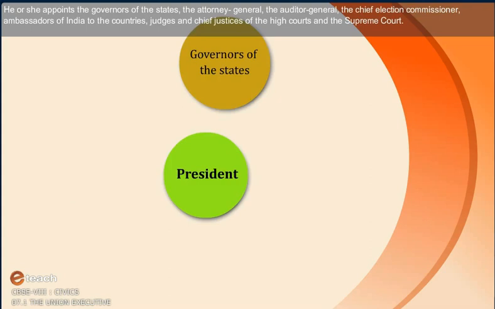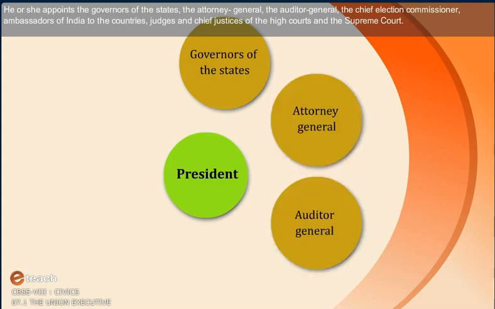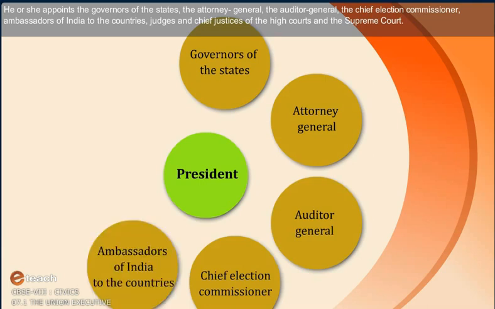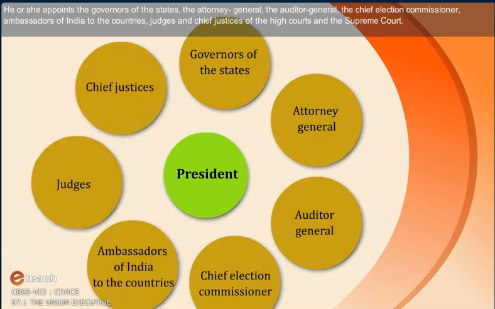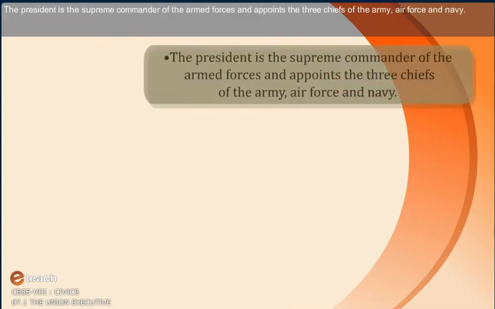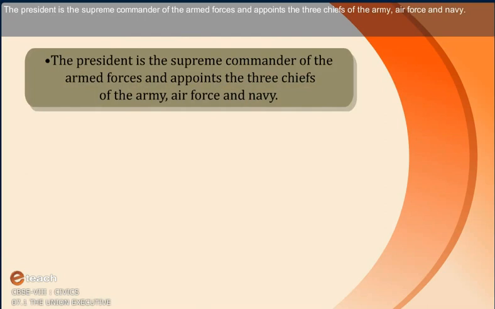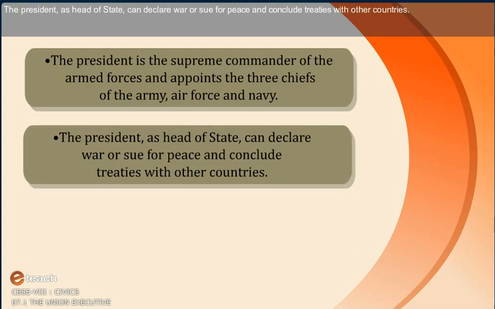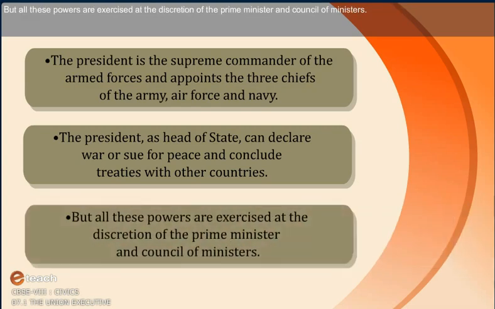He or she appoints the governors of the states, the Attorney General, the Auditor General, the Chief Election Commissioner, ambassadors of India to other countries, and judges and Chief Justices of the High Courts and the Supreme Court. The President is the Supreme Commander of the Armed Forces and appoints the 3 chiefs of the Army, Air Force, and Navy. The President, as head of state, can declare war or sue for peace and conclude treaties with other countries. But all these powers are exercised at the discretion of the Prime Minister and Council of Ministers.